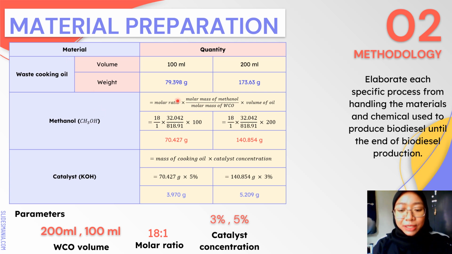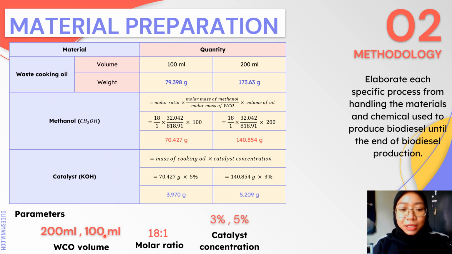Next is the methodology. For this experiment, these are the calculations for material preparation, to determine our weight of catalyst and methanol. For methanol, we use a calculation of molar ratio, and for catalyst, we use a percentage of the mass of cooking oil.